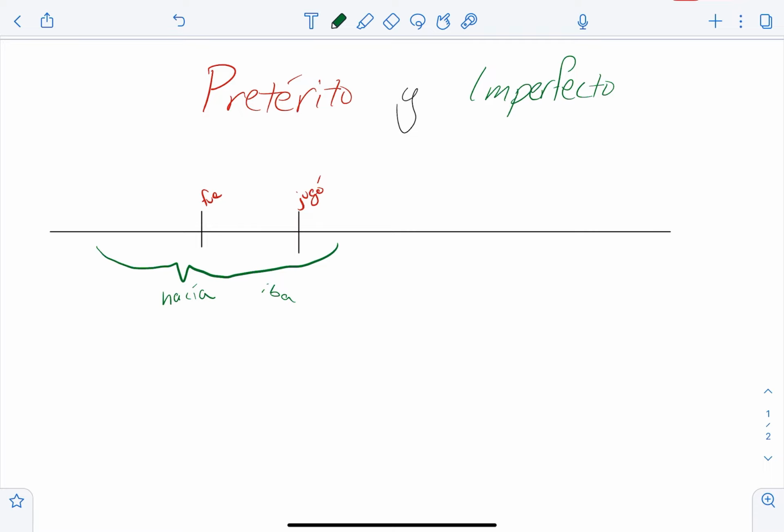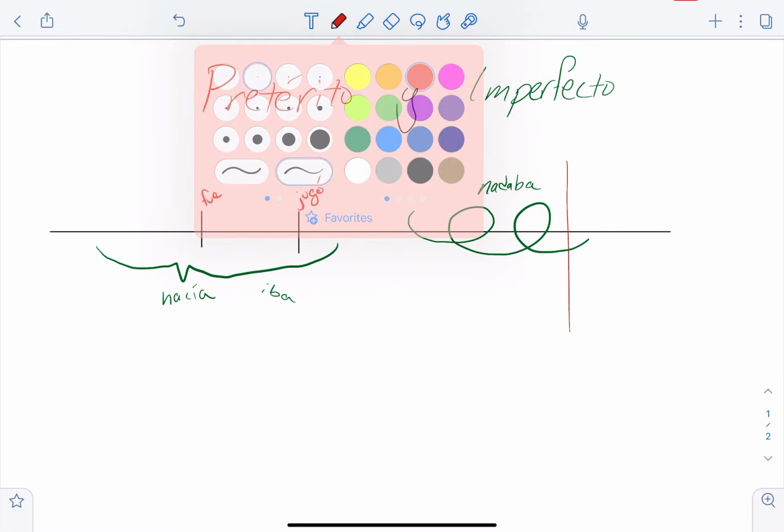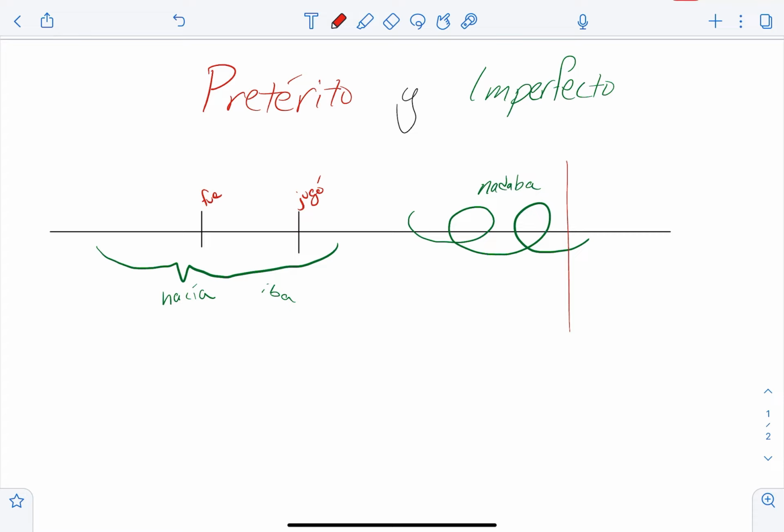And then sometimes we have sentences that use both the preterite and the imperfect in the same sentence. And in those cases, we use the imperfect to tell what was happening when something in the preterite interrupted it. For example, I could say something like Pedro nadaba. Pedro was swimming cuando un tiburón llegó, when a shark arrived.